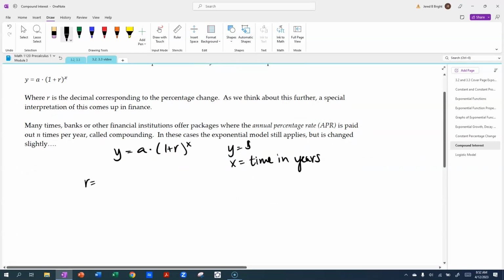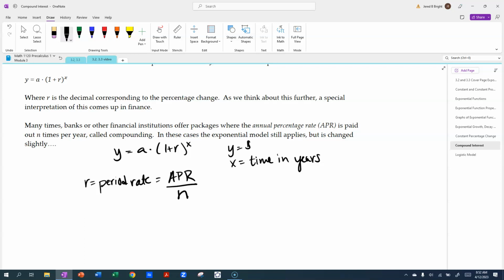R in those situations is viewed as your period rate. How this is calculated is banks offer, you might have seen it before, APR, annual percentage rate. But again, that's annually, so right now a good one, at least for high yield savings, is about 4%. To get your period rate, you take your APR and divide it by N, which is the number of times the amount is compounded in a year.